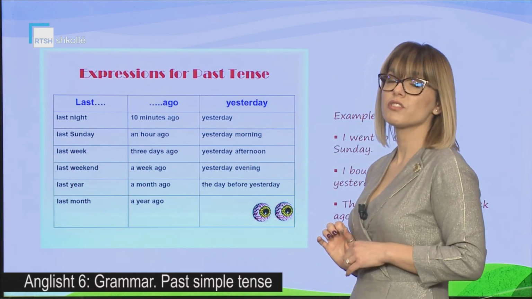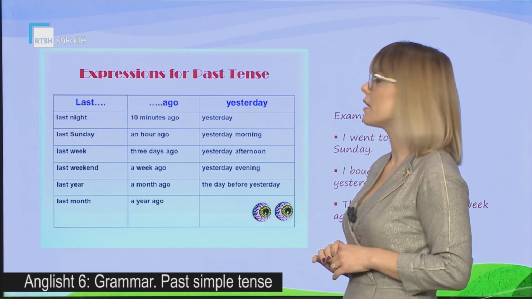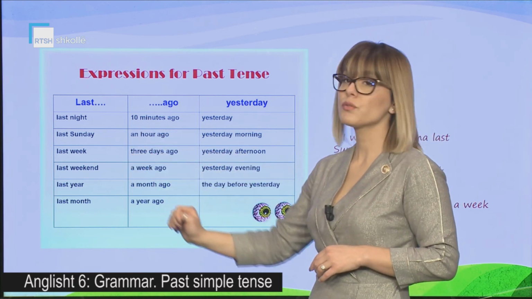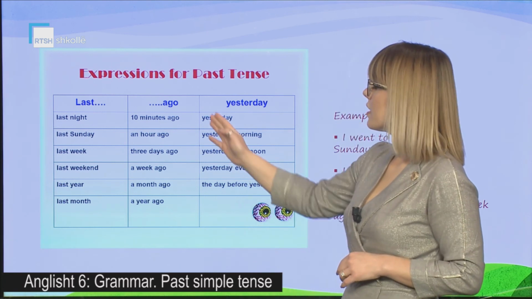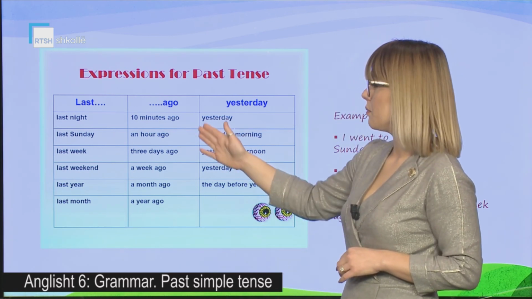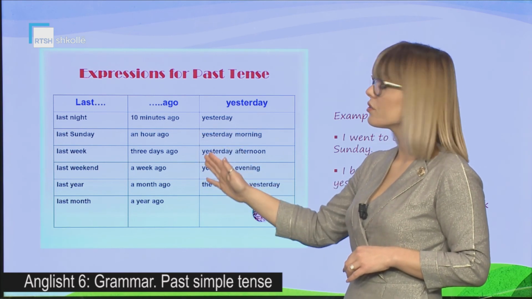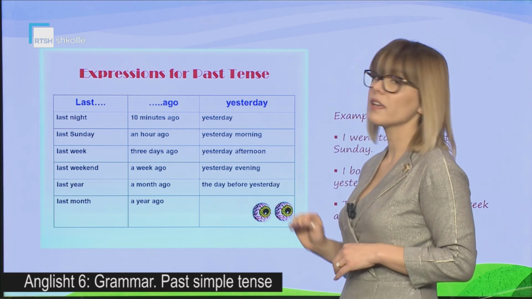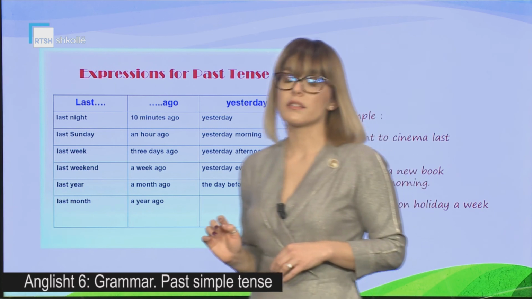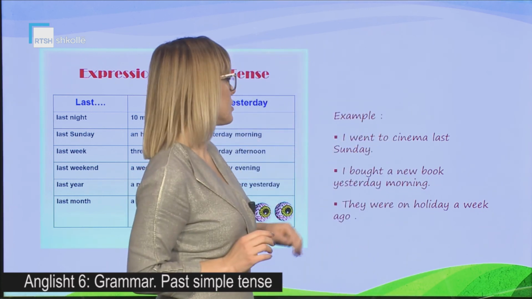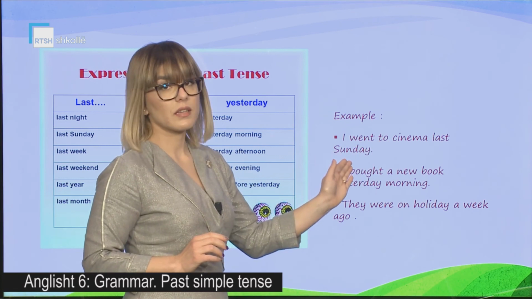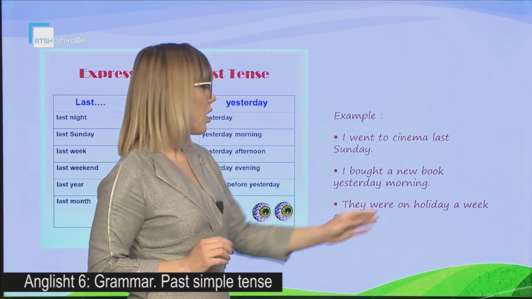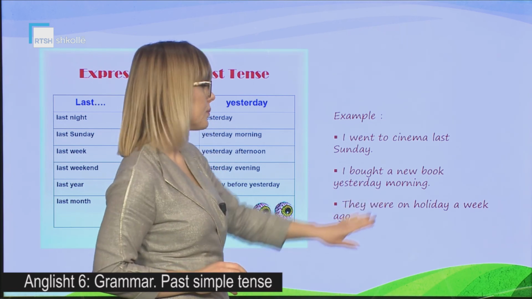We have some expressions that we use in past simple tense. For example, last night, last Sunday, last week, last weekend. Then we have ago: 10 minutes ago, an hour ago, 3 days ago. Yesterday, yesterday morning, yesterday afternoon. And here are some examples of these expressions. I went to cinema last Sunday. I bought a new book yesterday morning. They were on holiday a week ago.